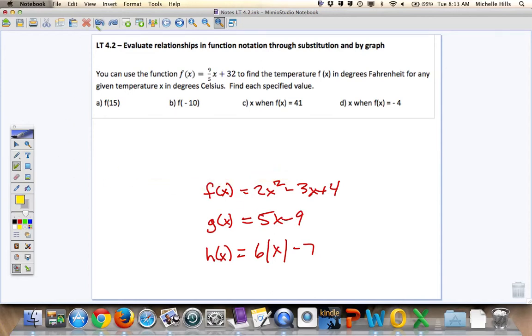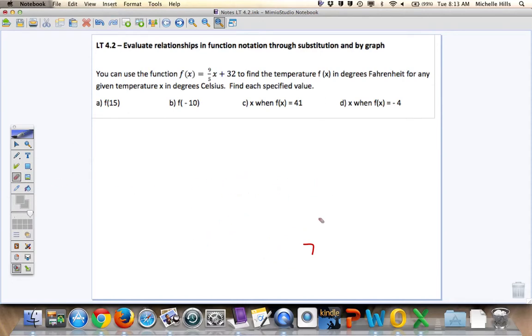What's going to happen is one of a couple of things. They're either going to give me x and ask me to find y, or they're going to give me y and ask me to find x. Notice this 15 is where the x is in the equation. So what this means is to take function f and replace the x with a 15. So I'm going to go and say f of 15 equals 9/5 times, again, replacing x with 15, plus 32.